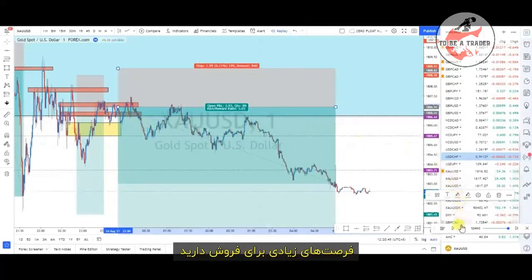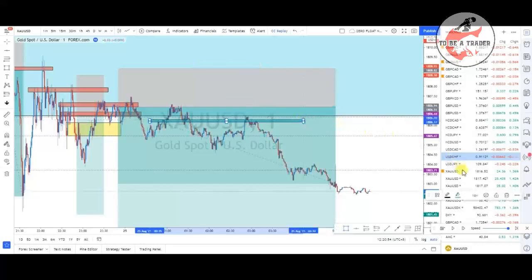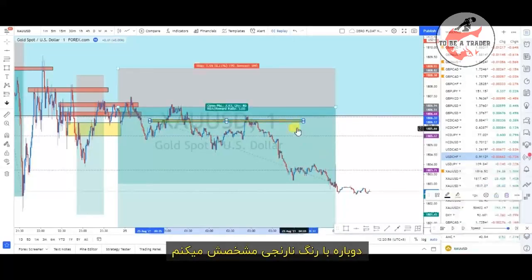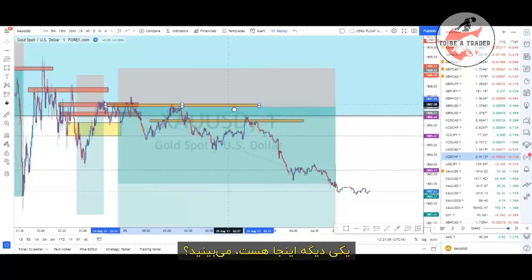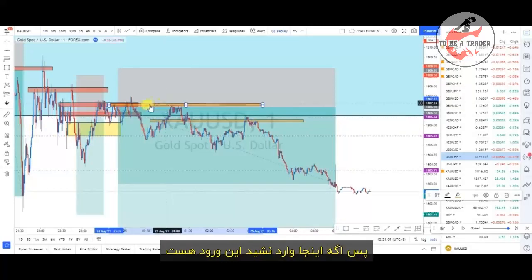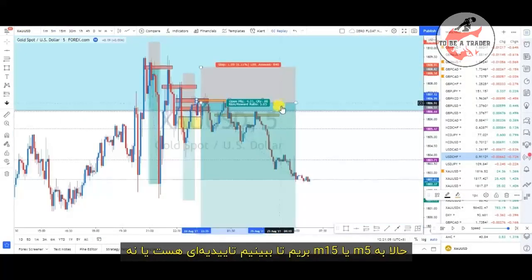If you can see here, there are some more entries here. You can enter if you miss the entry here, guys. Mark this as orange again. Okay, and copy and paste. There's another here. See, guys, here. Okay, so if you don't enter here, you have this entry here, this entry here. Now let's go to the M5 or M15 to see whether we have any confirmation.